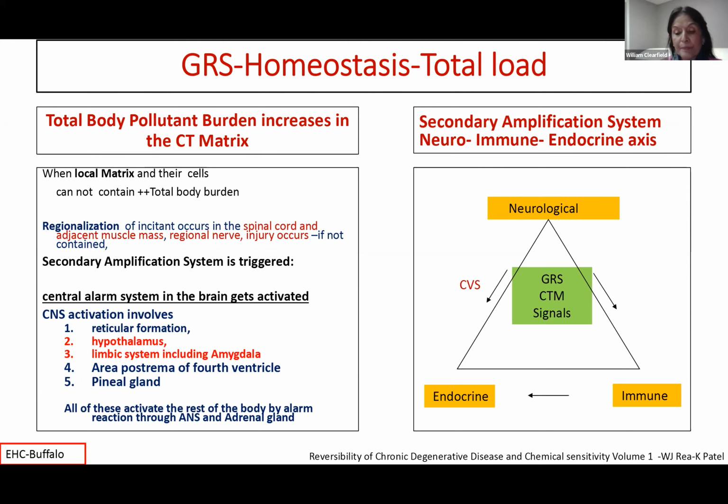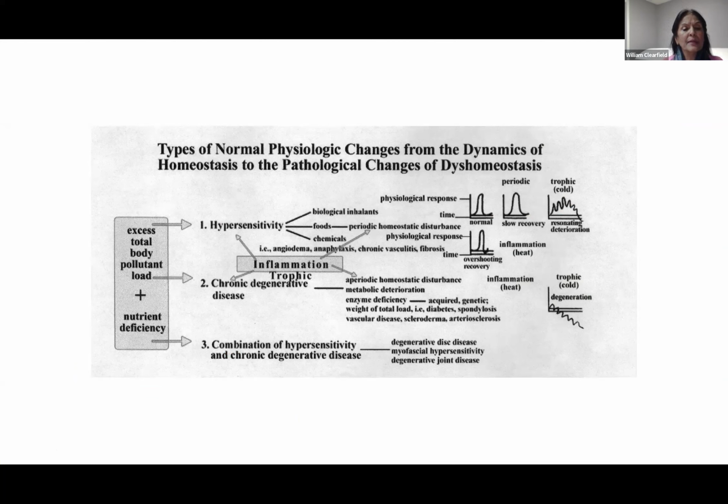So now, when there is excess total body burden in the presence of nutrient deficiency, one develops inflammation, which may develop as a hypersensitivity. Initially, one may have a physiologic response where the incitant has a stimulatory response, then it comes down to the normal level. But if there is a constant barrage, and when masking occurs, when there is a delayed recovery, and when there is maladaptation, you can see the resonance deterioration response.